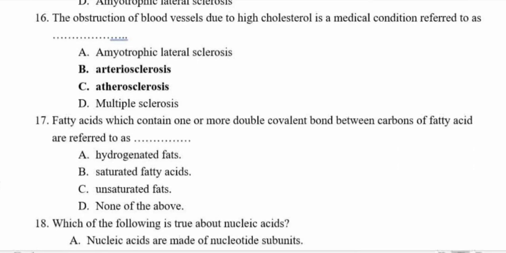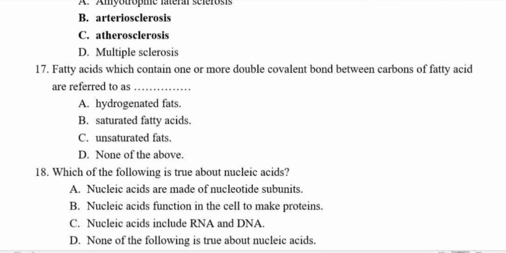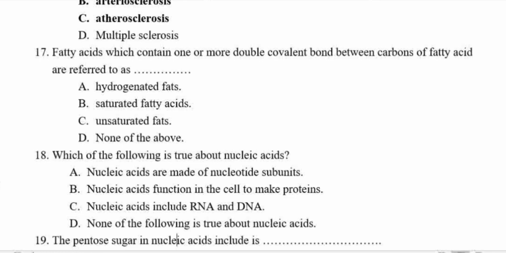So let's go to question number 17. Fatty acids which contain one or more double covalent bonds between carbons are referred to as what? Let me take it again. Fatty acids which contain one or more double covalent bonds between carbons are referred to as what? The first one is hydrogenated fat. The second is saturated fatty acids. The third is unsaturated fatty acids. And D is none of the above.